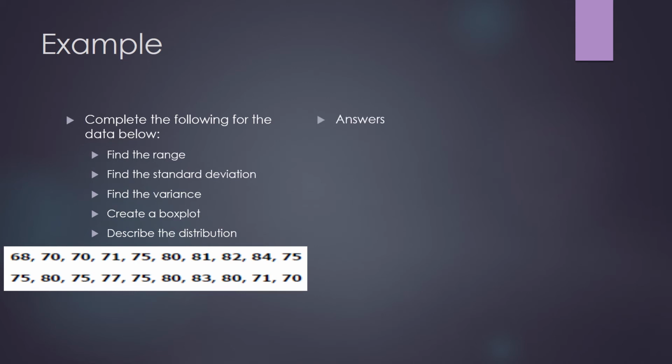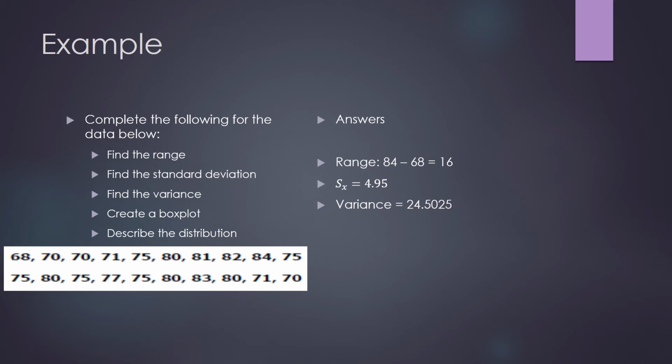Here are your answers. The highest value in the data set is 84. The lowest value in the data set is 68. Therefore, 84 minus 68 gives me my range of 16. Putting the list into the calculator and having it calculate the standard deviation, S sub x is equal to 4.95. Squaring that to find the variance gives me 24.5025.